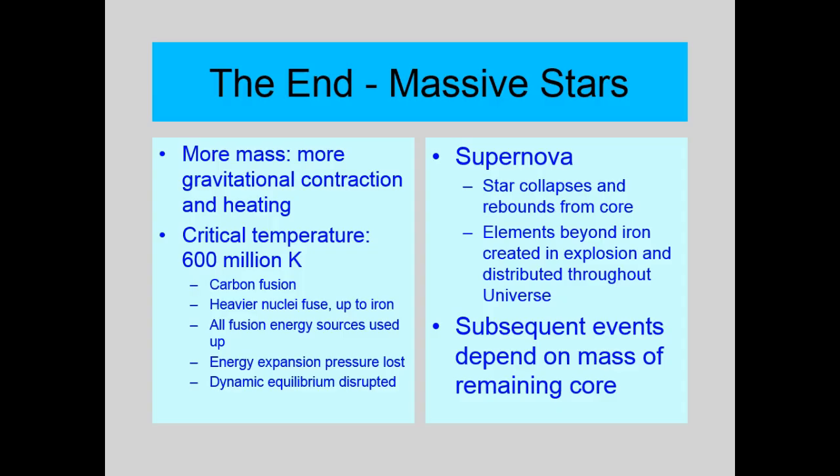That is hot. At those temperatures, you have carbon fusion. You have hydrogen fusing to helium, then helium fusing to carbon. The heavier nuclei continue to fuse all the way up to iron. In other words, helium fuses to carbon, carbon fuses to something else. They continue fusing until you get up to iron. At iron, the fusion stops. All the fusion energy sources are used up, and the energy expansion pressure is lost.